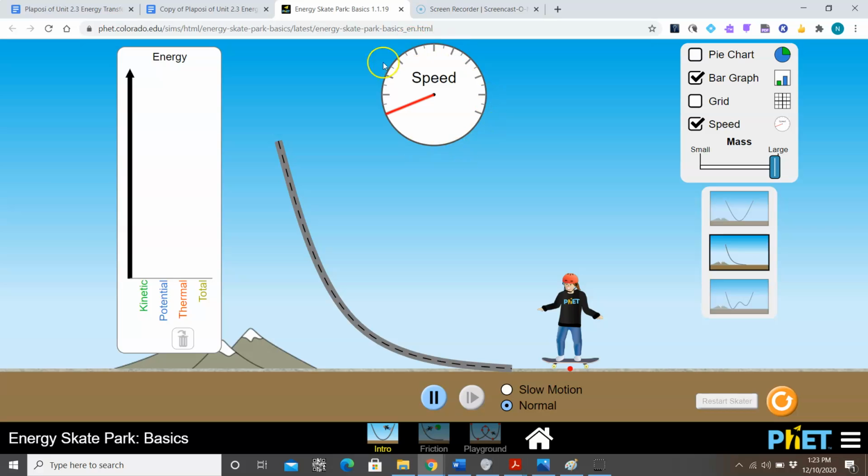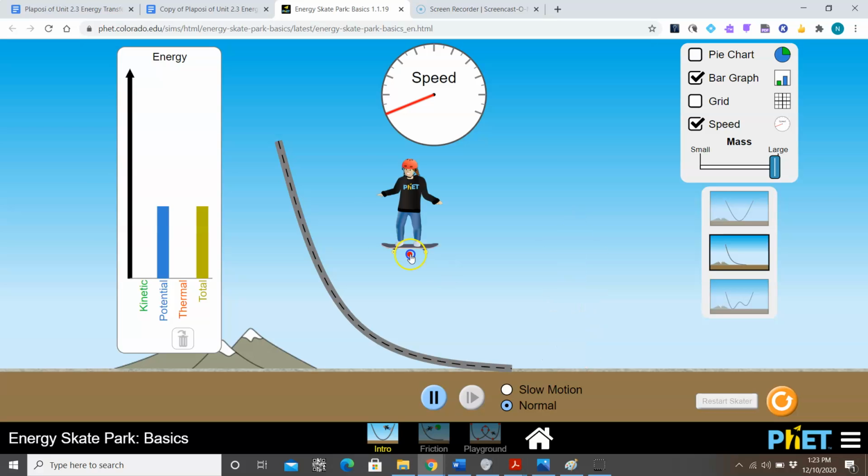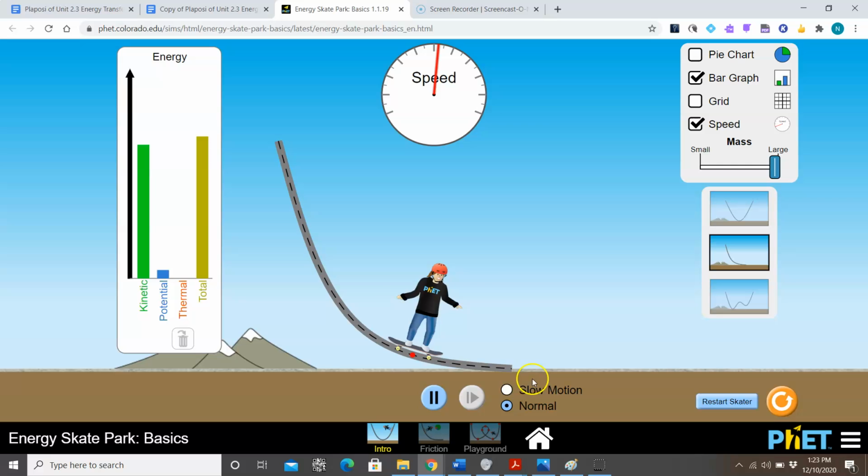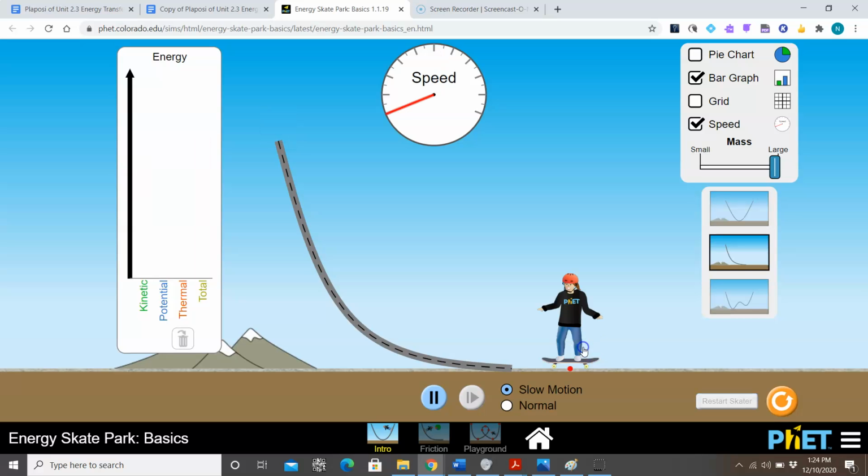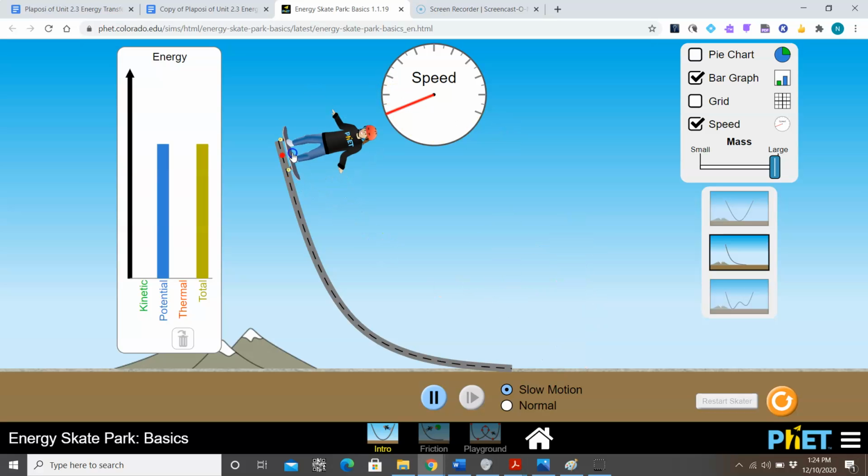What we're going to pay attention to here is the speed of the skateboarder as the skateboarder moves down the ramp. Okay, pay close attention. Here we go. That was too fast. Let's slow it down and repeat it. So again, watch what happens to the speed as the skateboarder skates down the ramp.